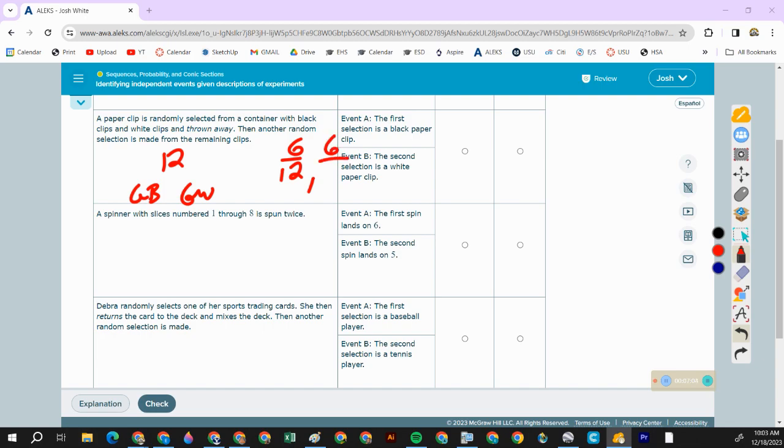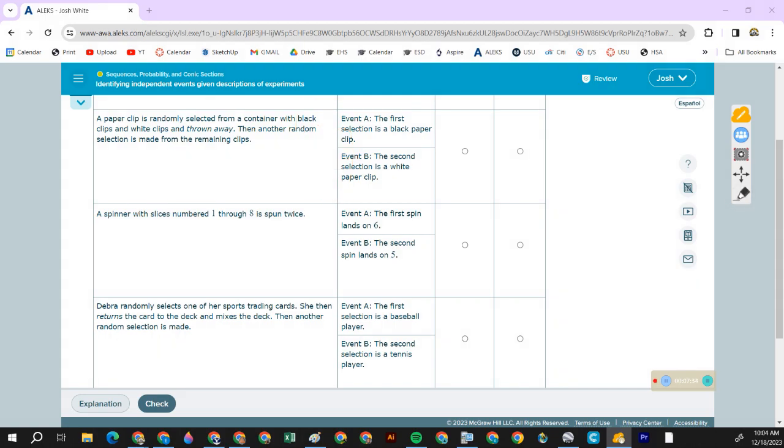6 out of the remaining 11. Did this calculation get affected by that? Yes. What if I pick a paper clip, write down the color, and then stick it back in the jar, and then I reach in and pull out a second paper clip? Did the second one get affected by the first one? No. That would be independent. These are dependent.